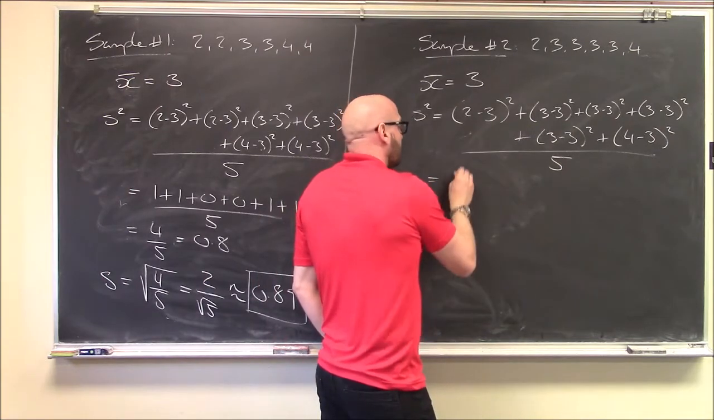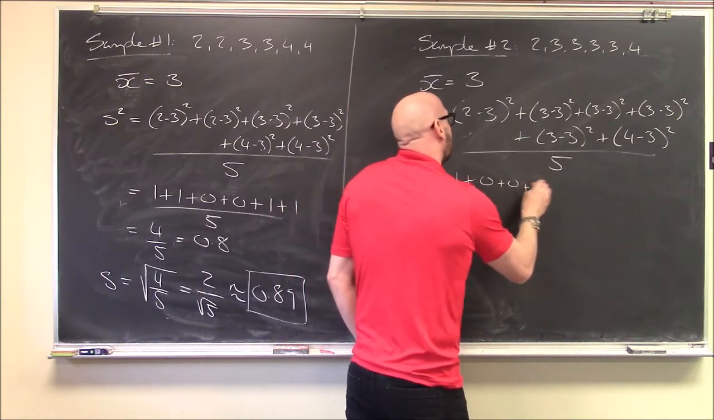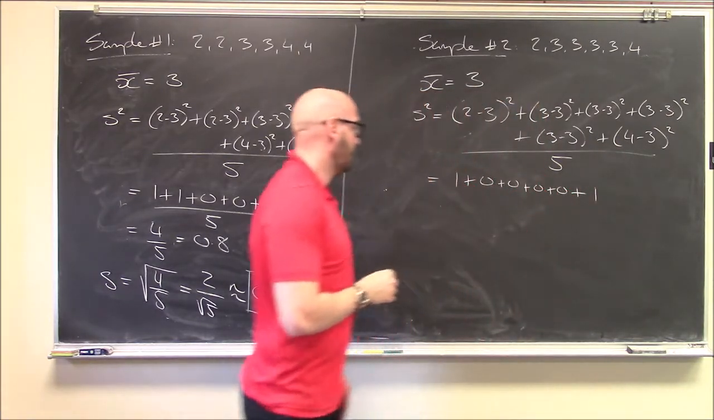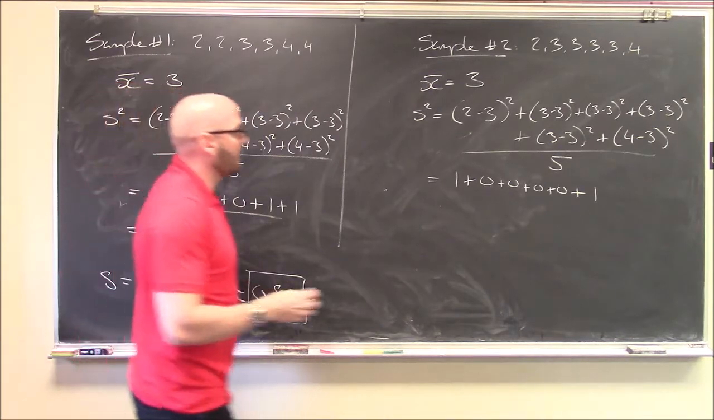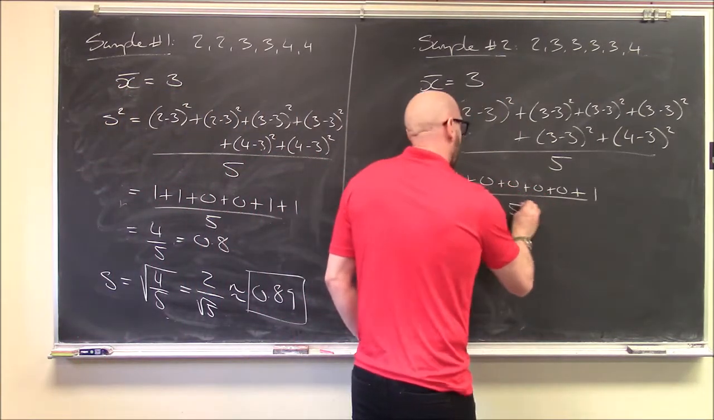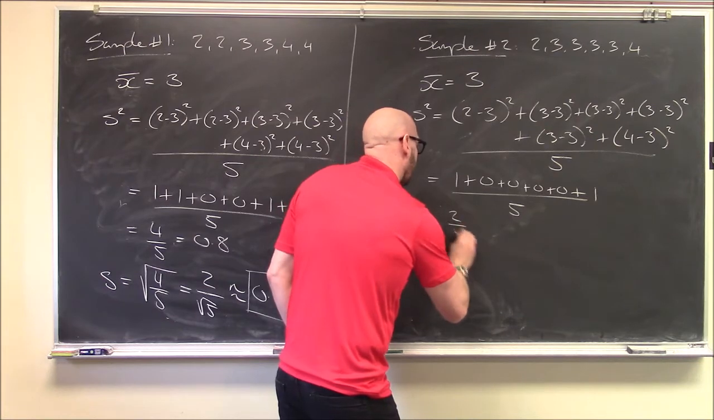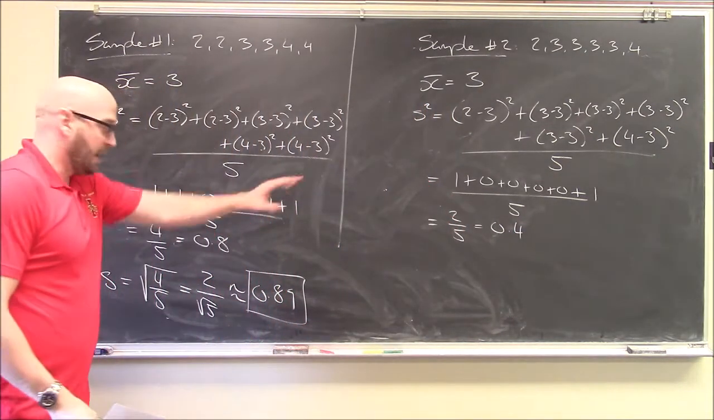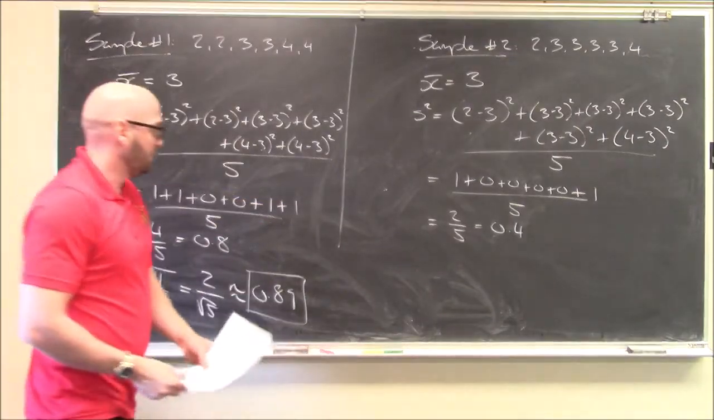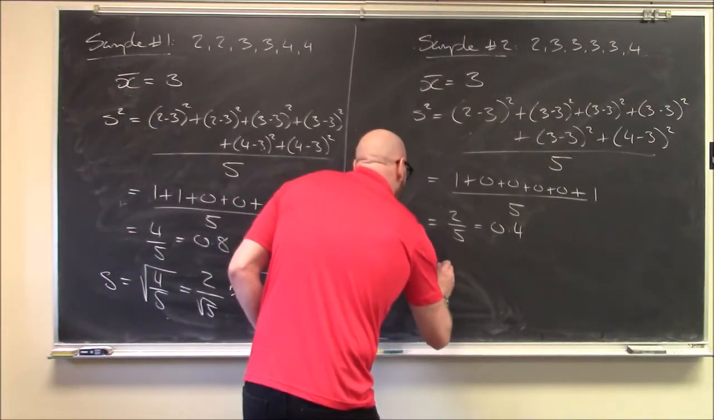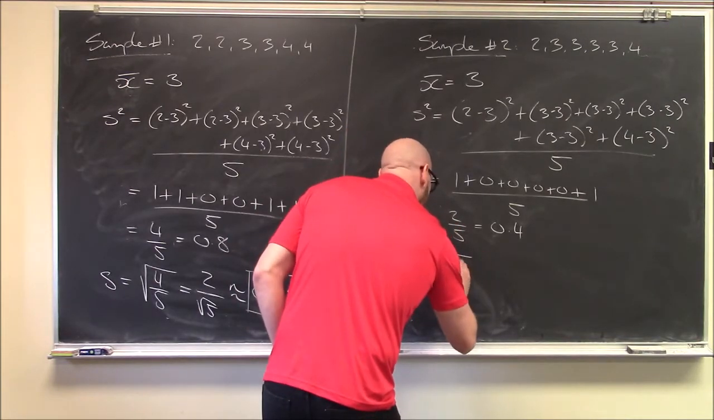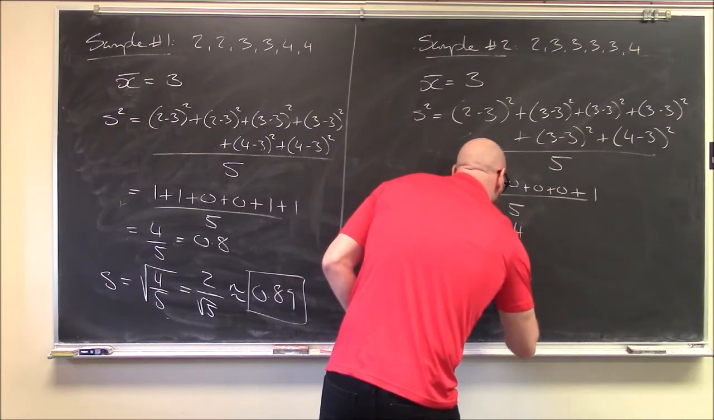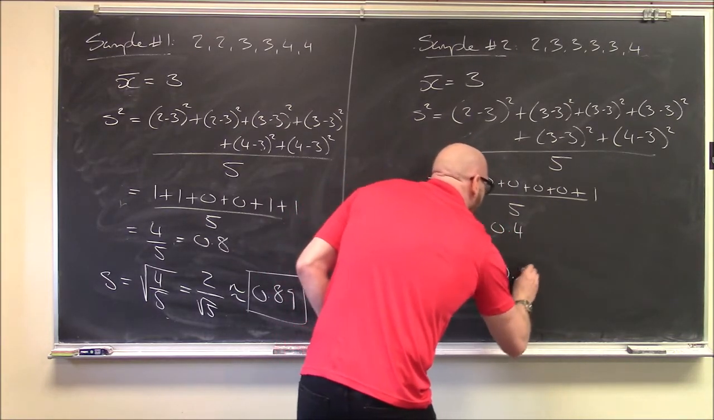This is minus 1 squared, which is 1, plus 0, plus 0, plus 0, plus 0, plus 1, all over 5. So that is 2/5, or 0.4. So I have a smaller variance. I'm expecting to find a smaller standard deviation. S is the square root of 2/5, which, plugging this into a calculator, I got about, I'll put an approximation, 0.63.